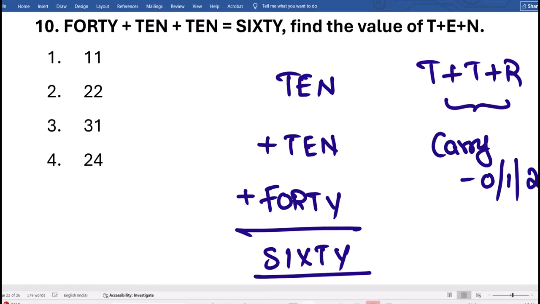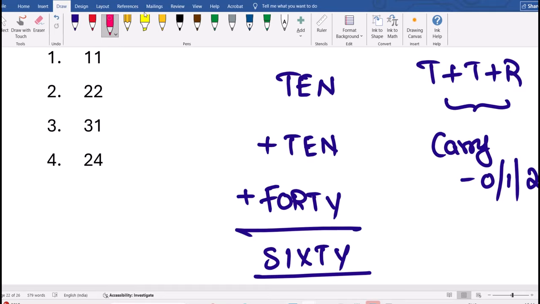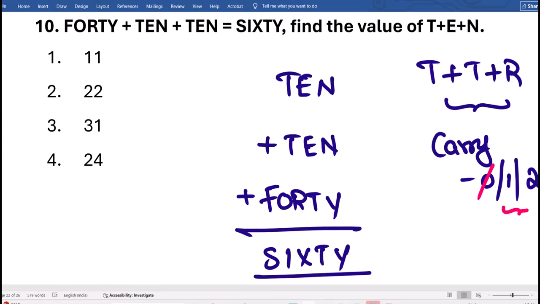But you want 1 carry minimum here, because O letter plus some carry only will give IE here. So definitely we need 1 or 2 as the carry. Depends on that, O value will be decided. If carry is 1, O is 9. If carry is 2, O will be 8. Or O 9 also, 9 plus 2, 11, that's also possible.